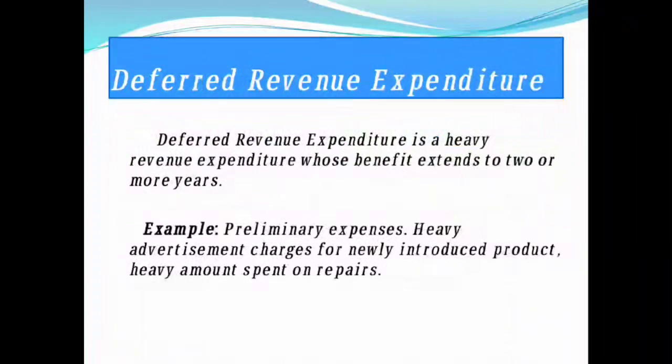The next you have deferred revenue expenditure. So what is deferred revenue expenditure? These are heavy revenue expenditures whose benefit extends to 2 or more years. It is one expense only, but a heavy expense whose benefit runs over more than 1 year. That is called deferred revenue expenditure. For example, preliminary expenses, heavy advertisement charges for a newly introduced product, and heavy amounts spent on repairs of machines or plants. These all fall under deferred revenue expenditure.